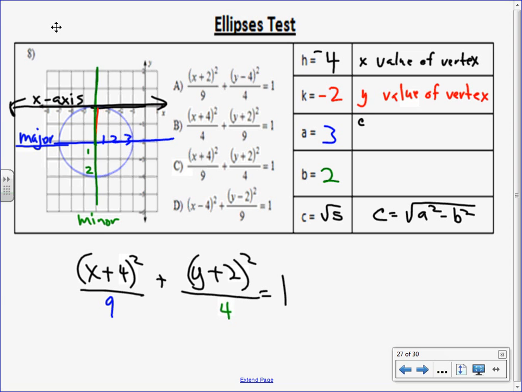And this is from the center to the vertex on the major axis. And B is always from the center to the vertex on the minor axis. You tell the major axis from the minor axis because the major axis is longer. Good? So you just match it up.